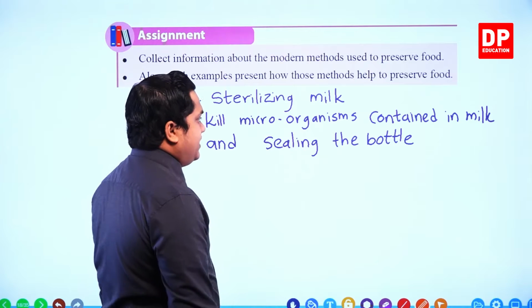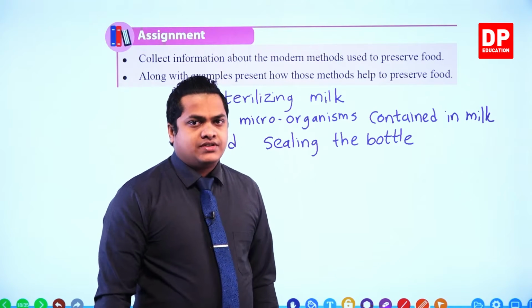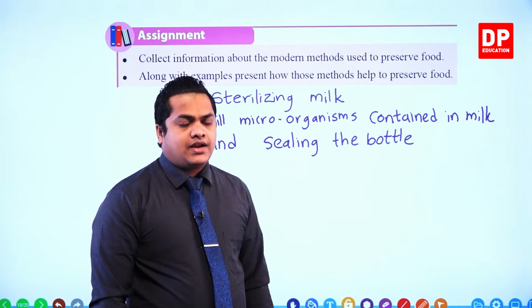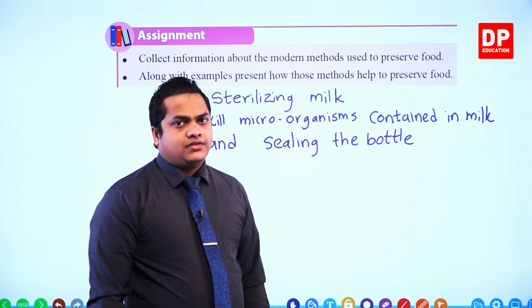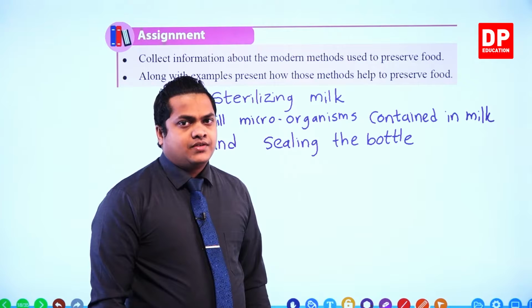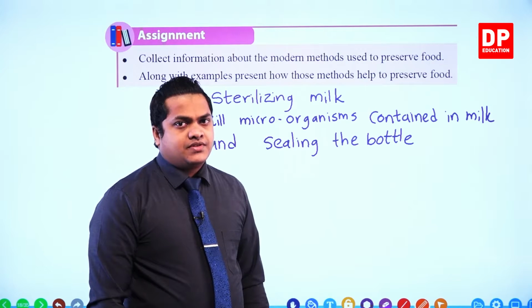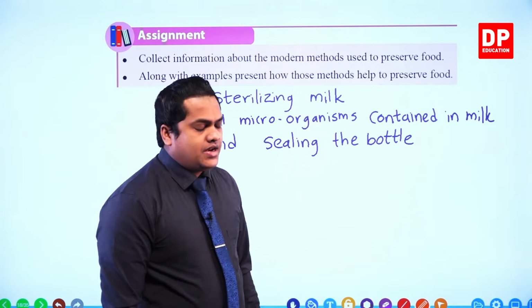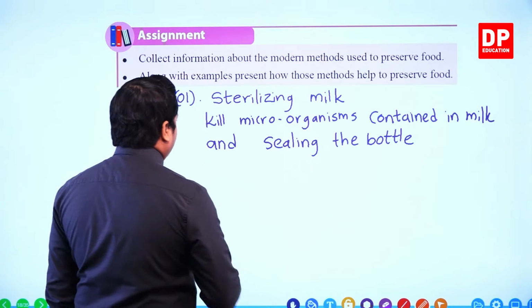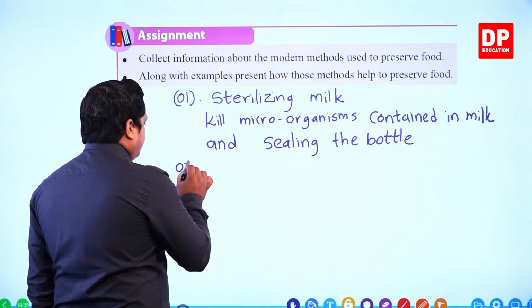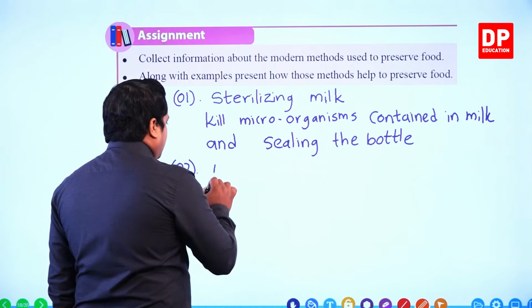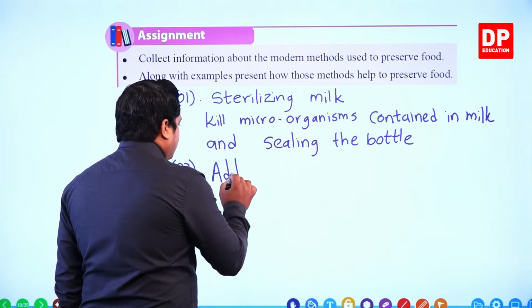The bottle is being sealed, otherwise new microorganisms will come in contact with the milk. Okay, so by that way, we can preserve. We have to seal it down, otherwise there is no use. Then number 2, adding chemicals.